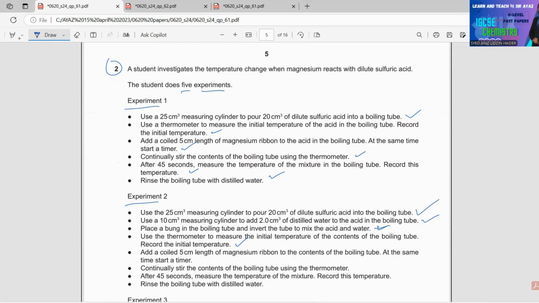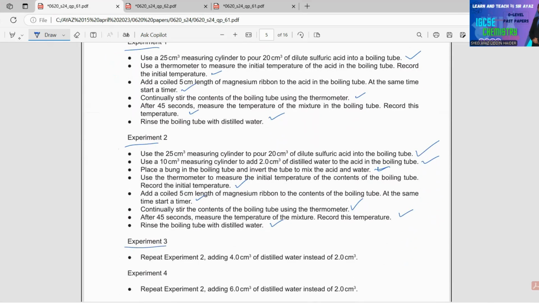At the same time, start a timer. Continually stir the contents of the boiling tube using the thermometer. After 45 seconds, measure the temperature of the mixture. Record this temperature. Rinse the boiling tube with distilled water.